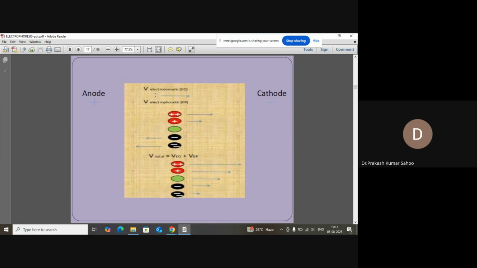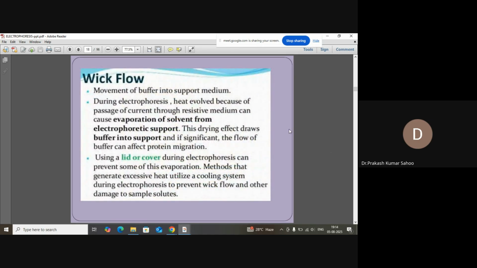So this is the electroosmotic, electrophoretic, and this is the total, that is, osmotic and phoretic. This is how the positive charge will migrate towards the cathode and the negative charge towards the anode. But in total, if the positive charge is more, then it will attract all the ions towards the cathode. So this is known as bulk flow.